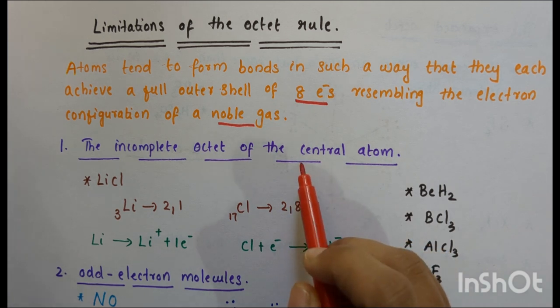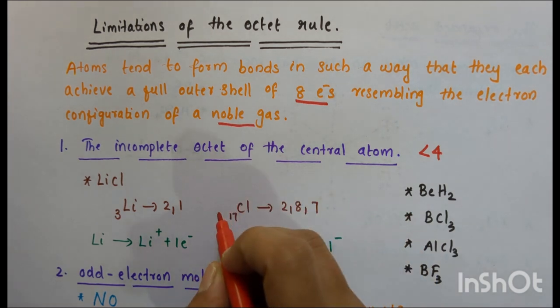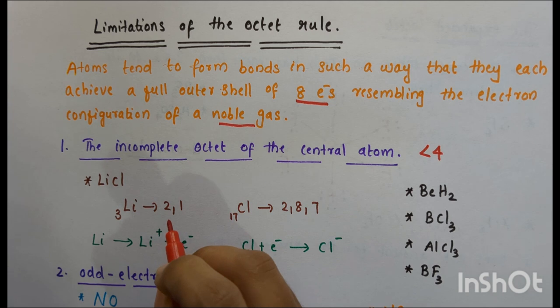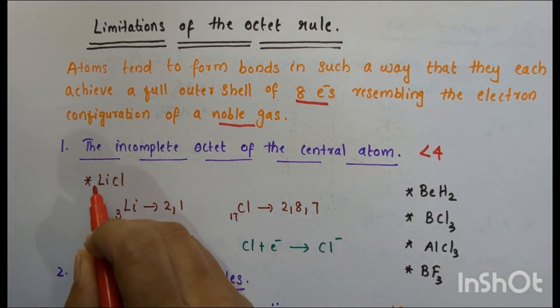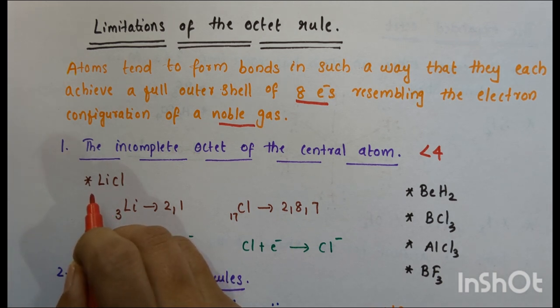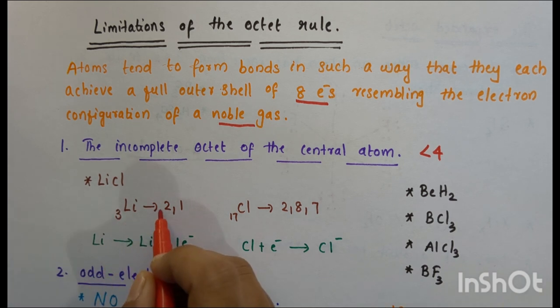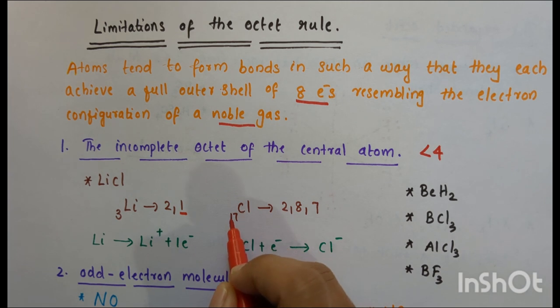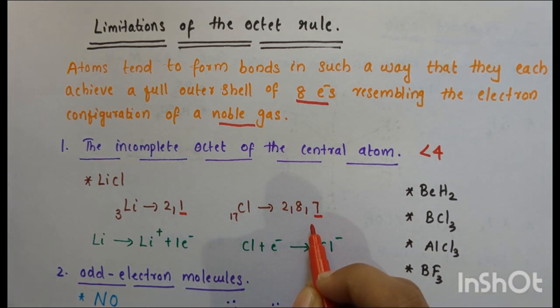This occurs when an atom has less than 4 electrons in its valence shell but is still stable in a compound. For example, let us consider lithium chloride. Lithium chloride illustrates an incomplete octet for lithium. Lithium has atomic number 3, so electronic configuration 2,1, it has 1 valence electron. Chlorine, atomic number 17, so electronic configuration 2,8,7, so its number of valence electrons is 7.